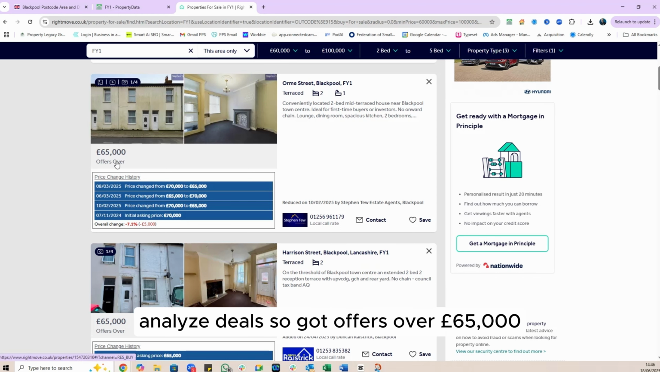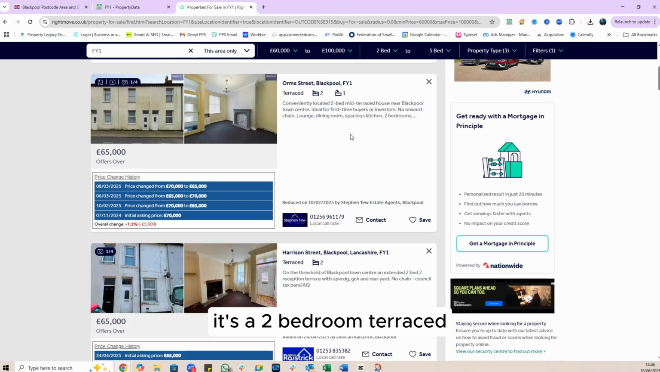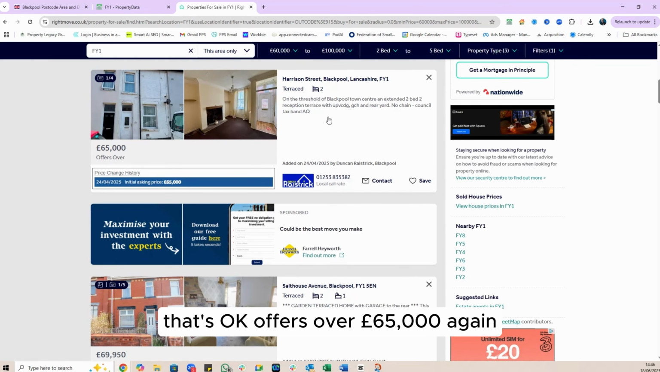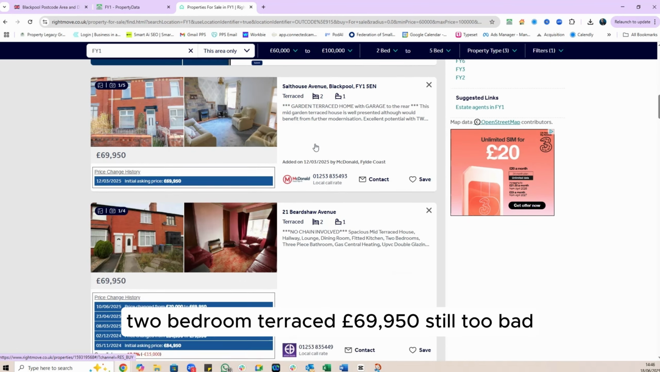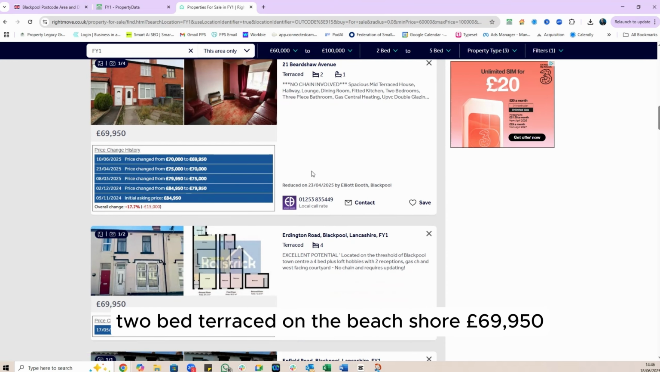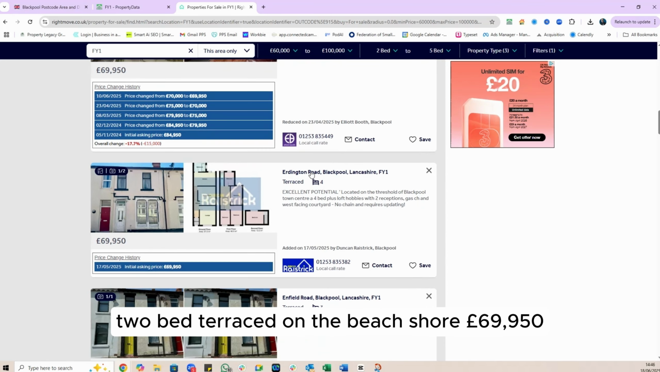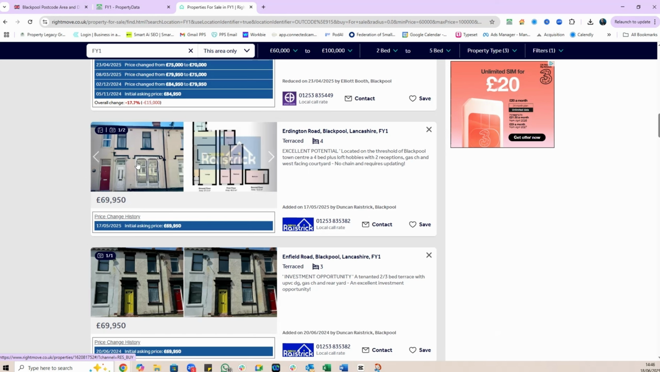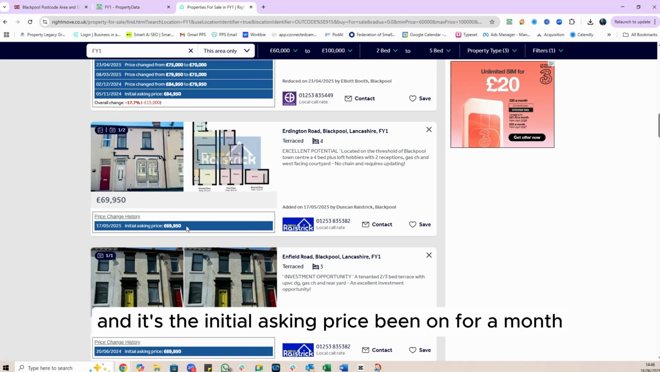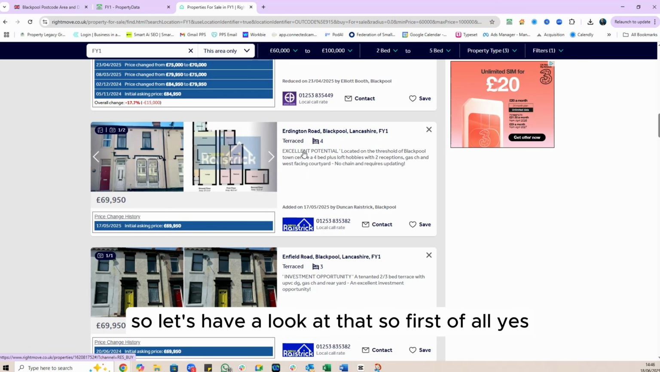So, got offers over 65 grand. It's a 2-bedroom terrace. That's okay. Offers over 65 again, 2-bedroom terrace. 69,950, still not bad, 2-bed terrace on Beardshaw. 69,950, but here there's a 4-bed at 69,950, and it's the initial asking price. Been on for a month. So let's have a look at that.